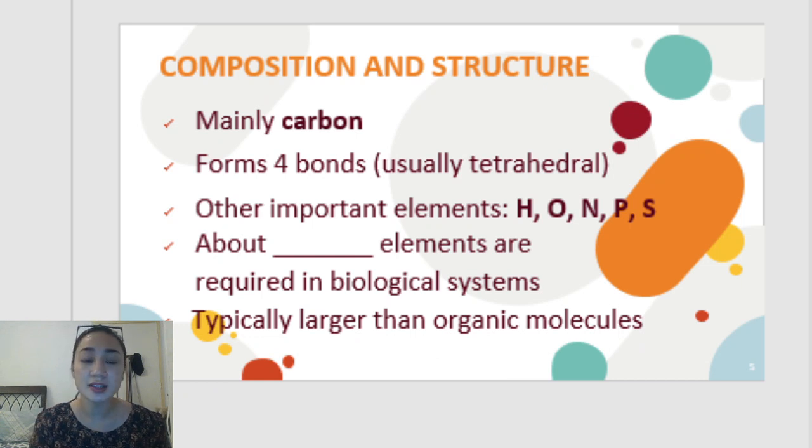So, for the composition and structure, it is mainly carbon, forms 4 bonds. Usually, di ba, ang 4 bonds natin is tetrahedral. And then, other important elements such as hydrogen, oxygen, nitrogen, phosphorus, and sulfur. So, there are about blank elements required in biological systems. Can you guess? Ilan kaya yon? Okay, so there are about 30 elements, no? They are typically larger than organic molecules. So, there are about 30 elements required in biological systems.